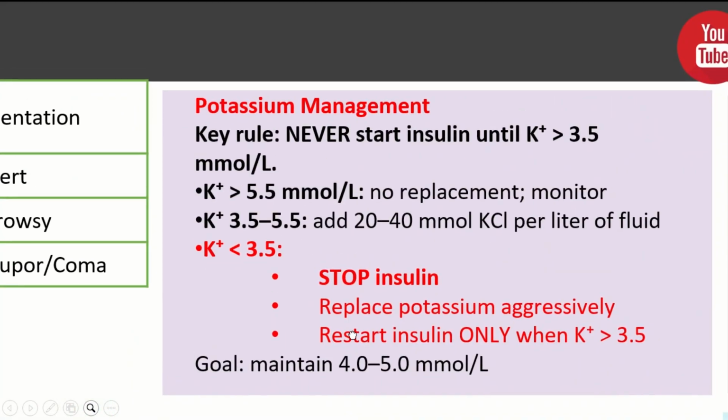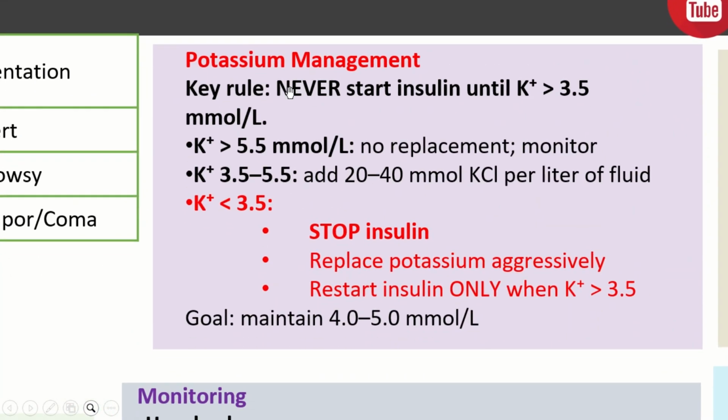Then you have potassium management, and this is very important. So the key rule is that you never start insulin until the potassium is greater than 3.5 millimoles per liter.